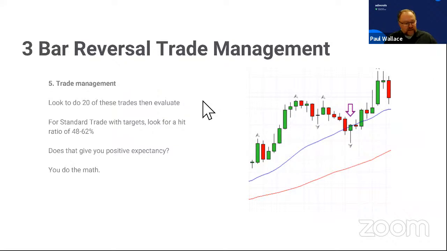What I suggest to traders is do 20 of those, then evaluate the trades. For the standard setup, depending upon time scale and instrument, you're normally looking to have a hit rate of around 48 to 62%. It wavers a bit on the time scale, but that's the kind of window you're looking for. And if you're using a 1.5 times reward to risk, you should hopefully be able to recognize that will give you positive expectancy for this particular method.